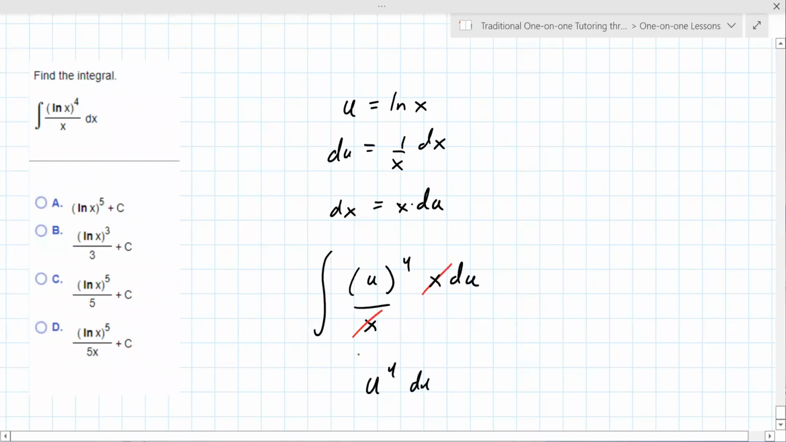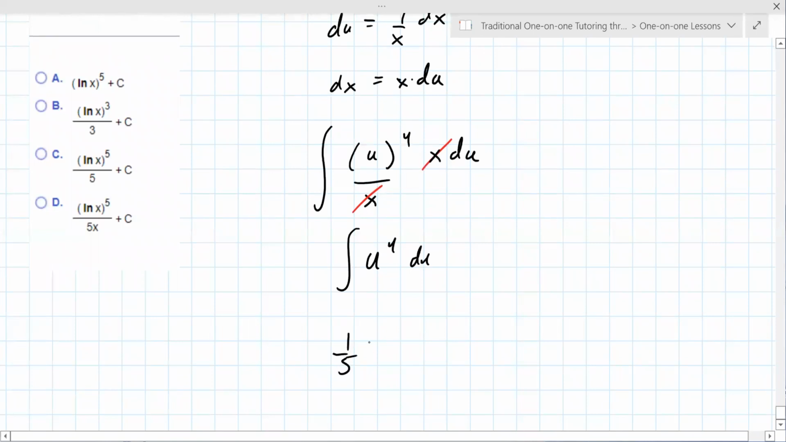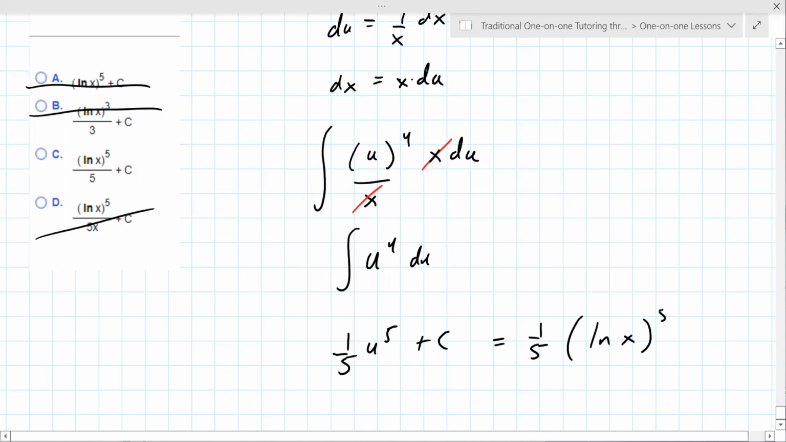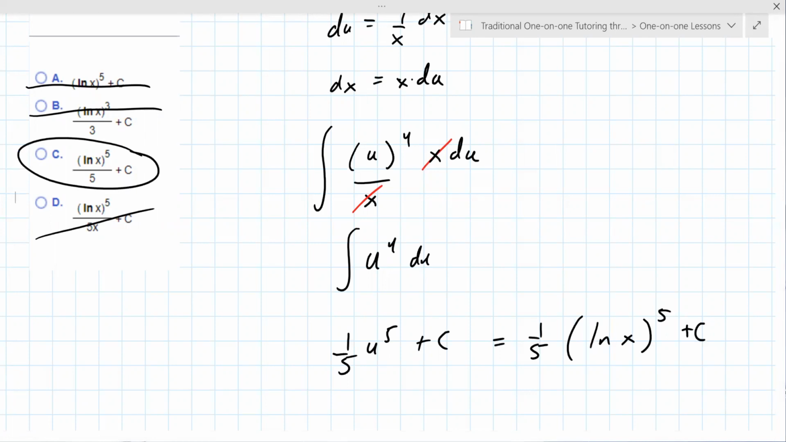you're integrating u to the fourth. So our answer is going to be 1/5 u to the fifth. So that really gets rid of a bunch of answers here, because you've got to have the 1/5. Kind of also gets rid of d because of that. There's no x in the bottom. But if you substitute back in your u, you confirm that it gets C.